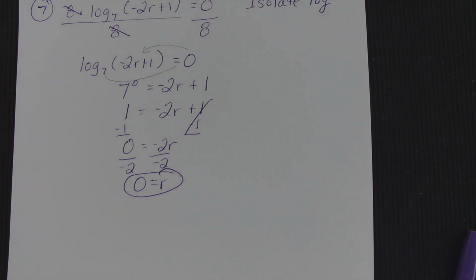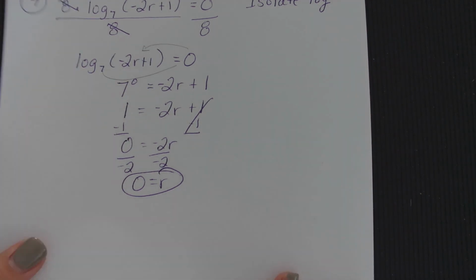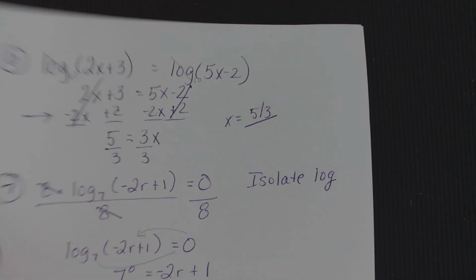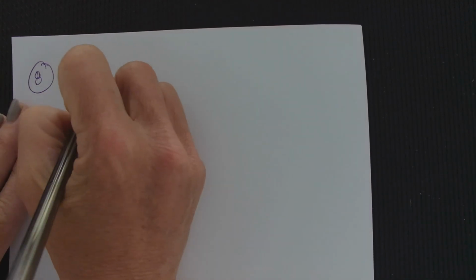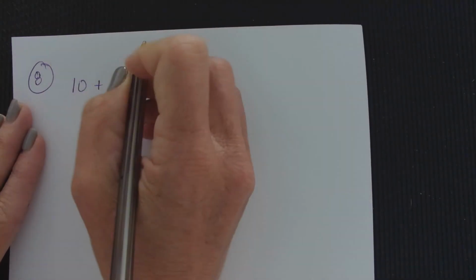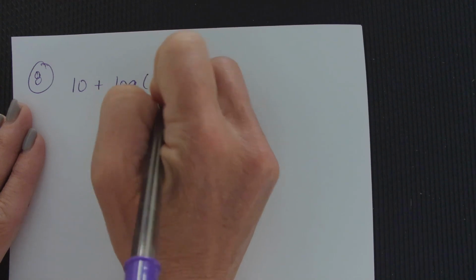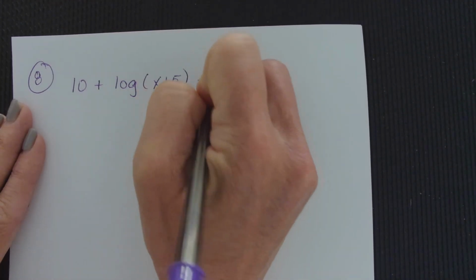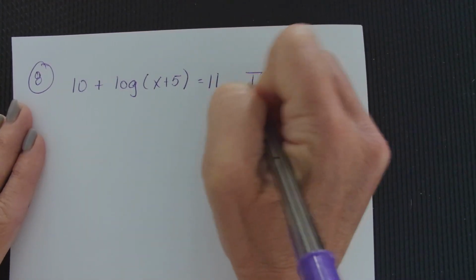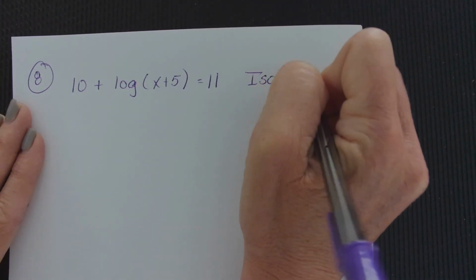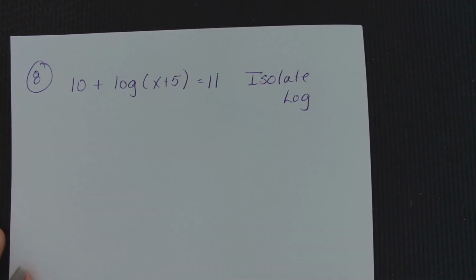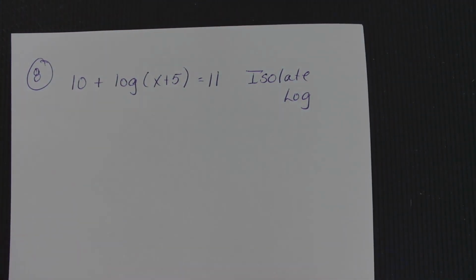Can I do one more super quick? You'll like it for the homework. Okay. Let me do it on a new page. I'm going to do number 8. This one looks a little different, but the steps are the same. We need to isolate log. So you divide by 10.